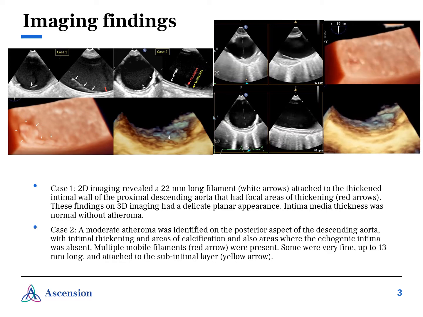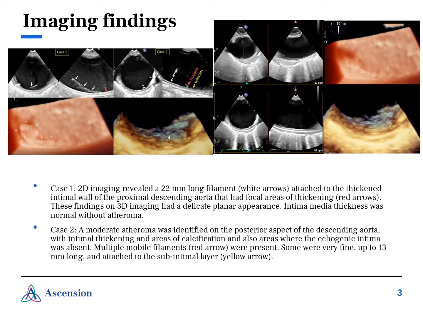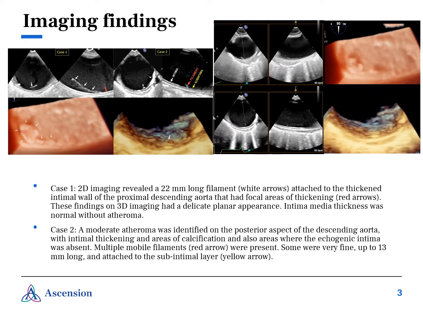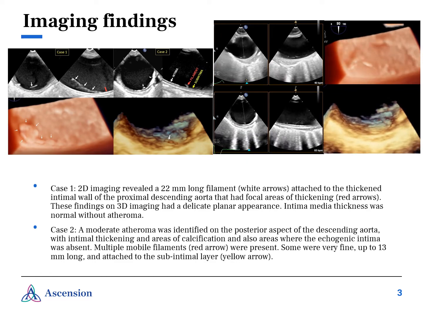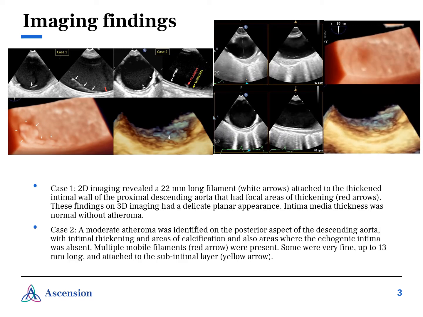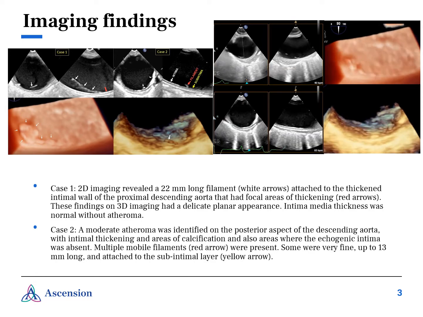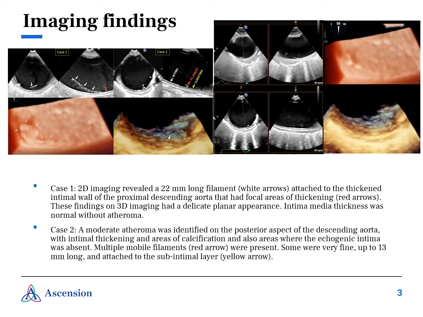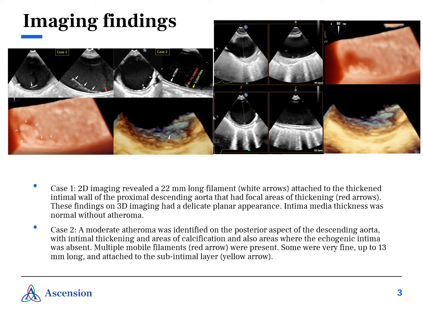2D imaging revealed moderate descending aortic atheroma with areas of calcification. The intimal medial complex was thickened and also showed areas where the echogenic intima was absent. Multiple mobile filaments were present as well, and those are also marked by the colored arrows. Some very fine, up to 13 millimeters long, appeared attached on the subintimal layer or adjacent calcific plaque. And those are also displayed on the images and the videos on the screen.